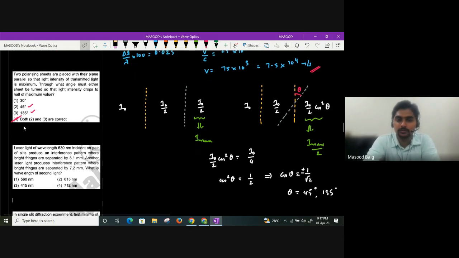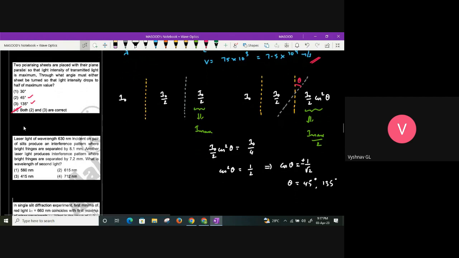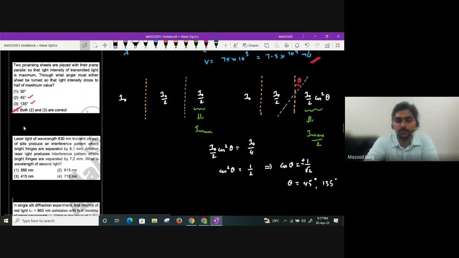Understood, everyone? Yes, sir. Initially, maximum light is transmitted. When will maximum light be transmitted? If the transmission axes are parallel to each other. Now they are saying one of the sheets is rotated, meaning obviously the transmission axis will also rotate.